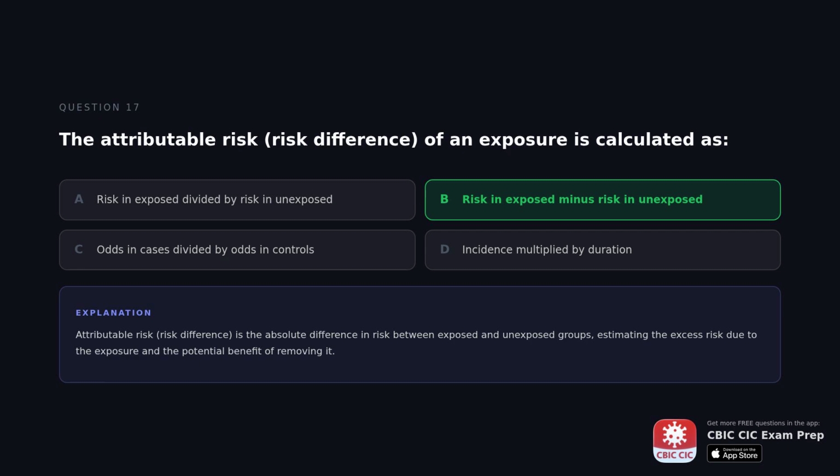The correct answer is risk in exposed minus risk in unexposed. Attributable risk difference is the absolute difference in risk between exposed and unexposed groups, estimating the excess risk due to the exposure and the potential benefit of removing it.